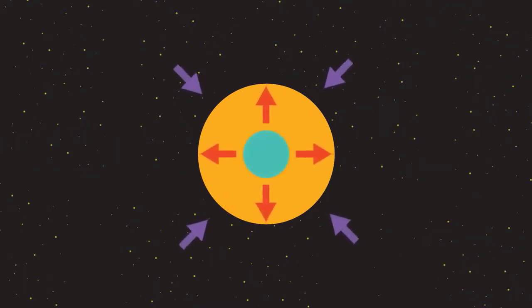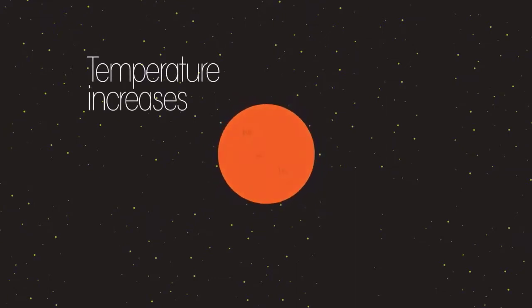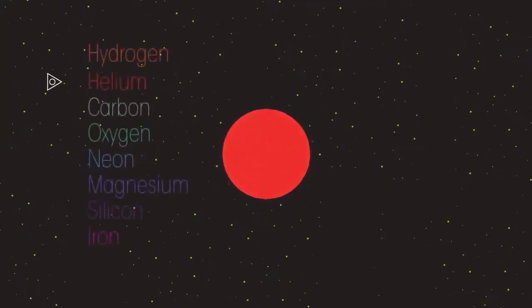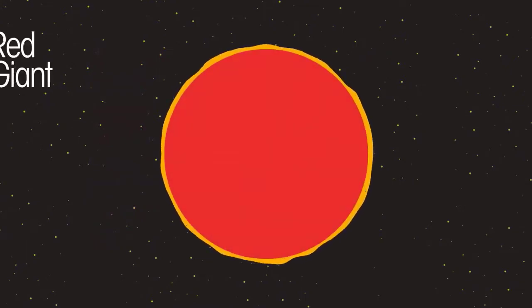Up until now, the nuclear fusion has been occurring between hydrogen nuclei, but eventually the hydrogen begins to run out. Now the outward force of fusion is less than the inward force of gravity. This causes the star to collapse inward and the temperature to increase. It becomes so hot that helium nuclei can now begin to fuse together to form heavier elements, but only as far as iron. To form elements heavier than iron requires an input of energy, which we'll explain a little later. The star now expands and becomes what is called a red giant.